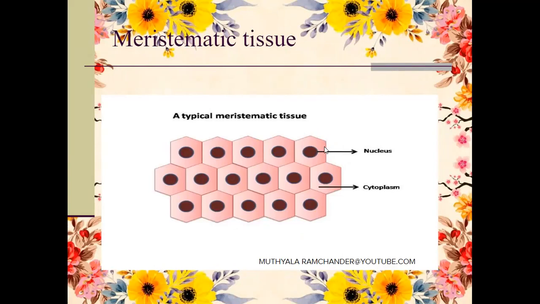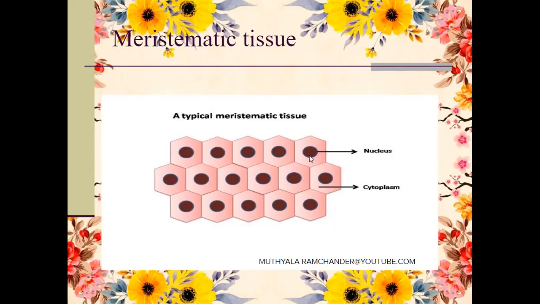Below the cell wall, a thin plasma layer is present. Below the plasma layer, we observe one large nucleus. If meristematic cells are identified with only one large nucleus, it is present in the center region. But in adult cells, the nucleus is small in size. It is present in any corner of the cell, not in the center region. But in a meristematic cell, the large nucleus is present at the center region.